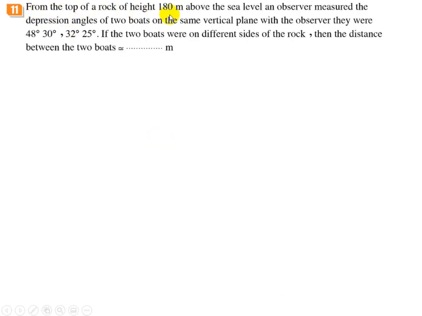From the top of a rock of height 180 meters above the sea level, an observer measured the depression angles of two poles on the same vertical plane with the observer. They were 48.30 and 32.25. If the two poles are on two different sides of the rock, then the distance between the two poles equals.